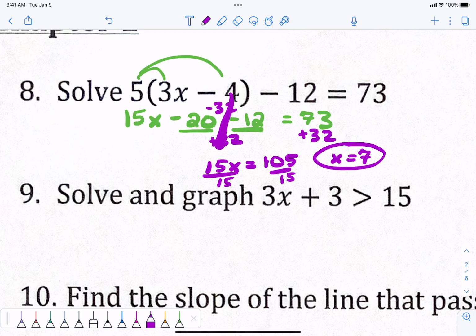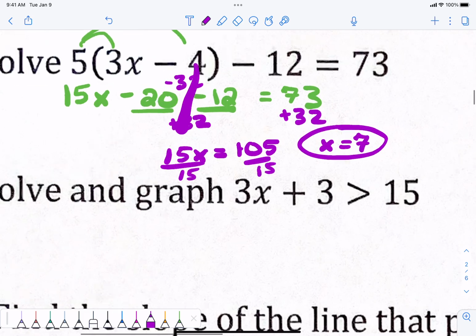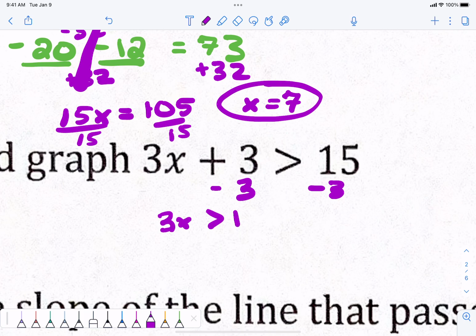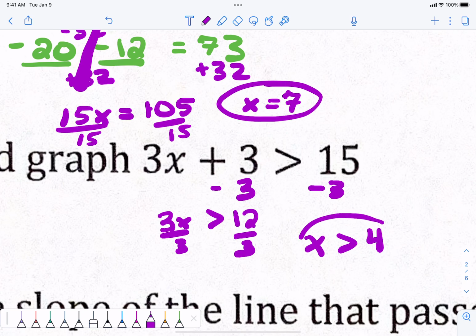Beautiful. Okay. Solve and graph. This is an inequality, right? We have a greater than symbol. So we want to solve for x still. What are you going to move first? Minus 3 over. So 3x is going to be greater than 12. Divide by 3. X is going to be greater than 4. We've solved for it. Okay.